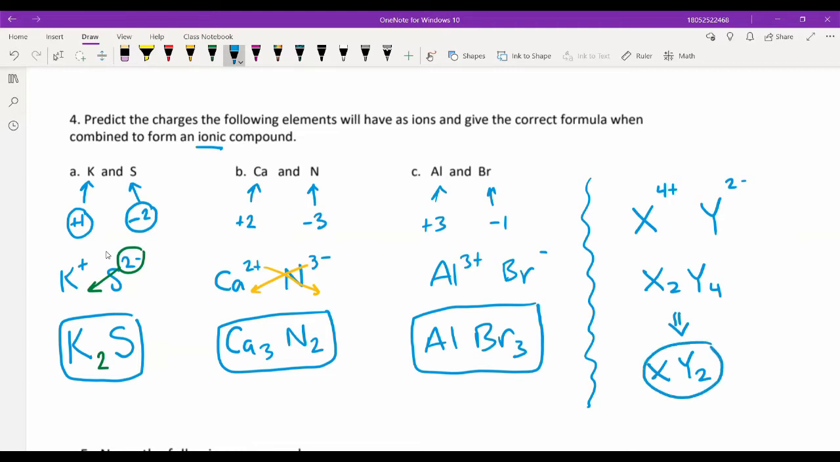And hopefully that makes sense. And you can then write any ionic compound that you need.